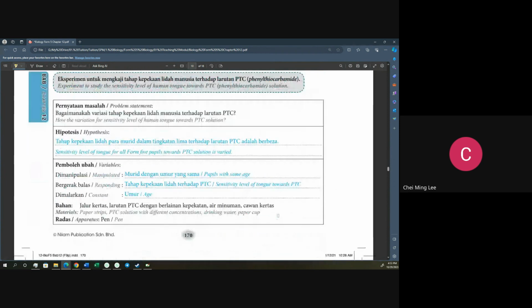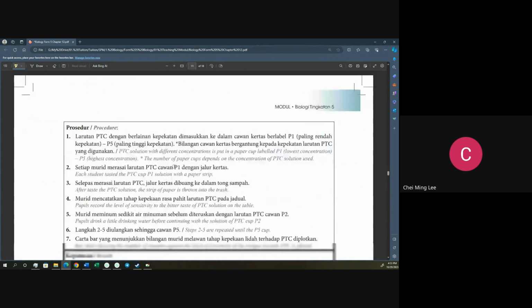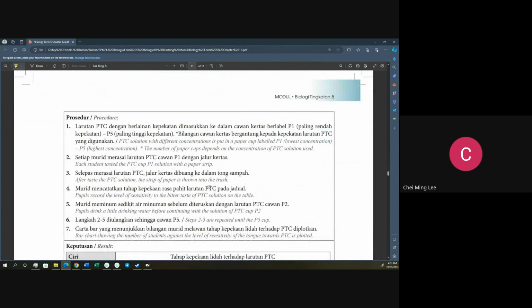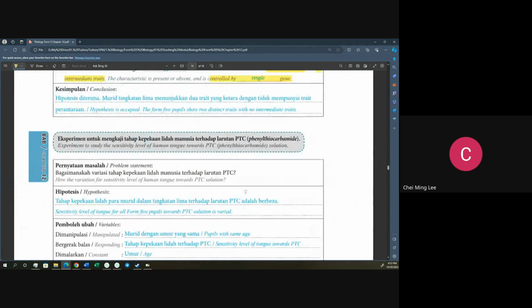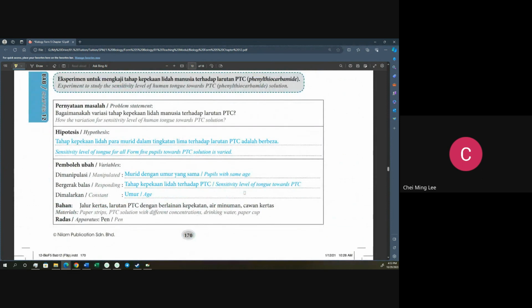Now next we are talking about the sensitivity of your tongue towards the PTC solution. What is this PTC solution? I think I forget the taste. I think it's bitterness, if I'm not mistaken. When you test this PTC, you should experience bitterness.